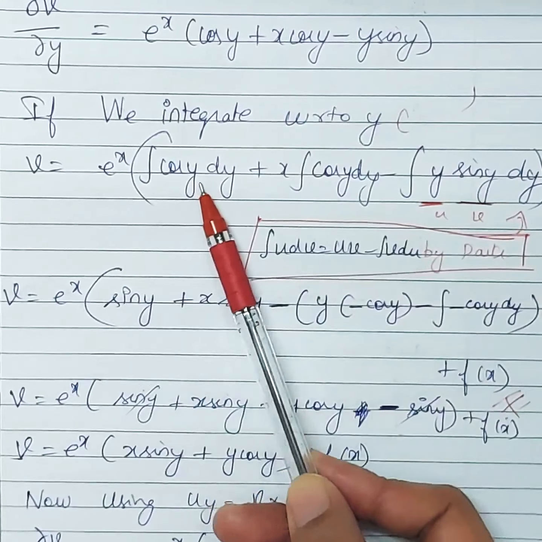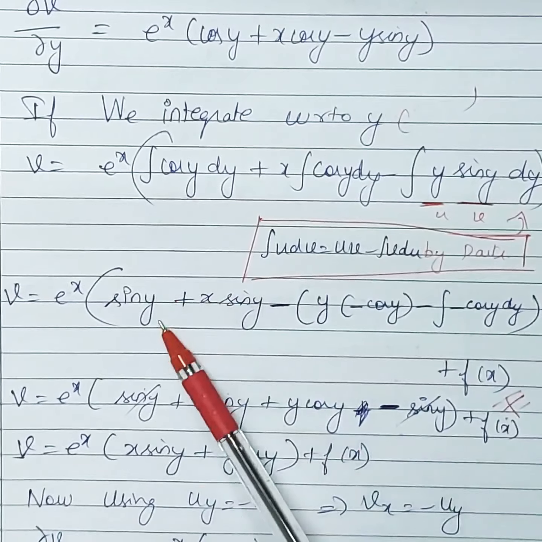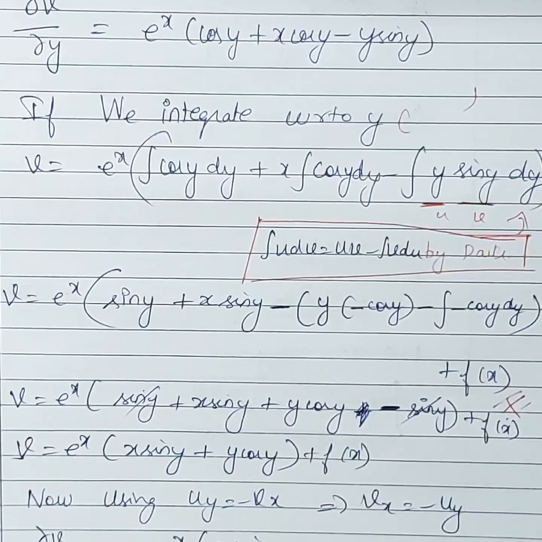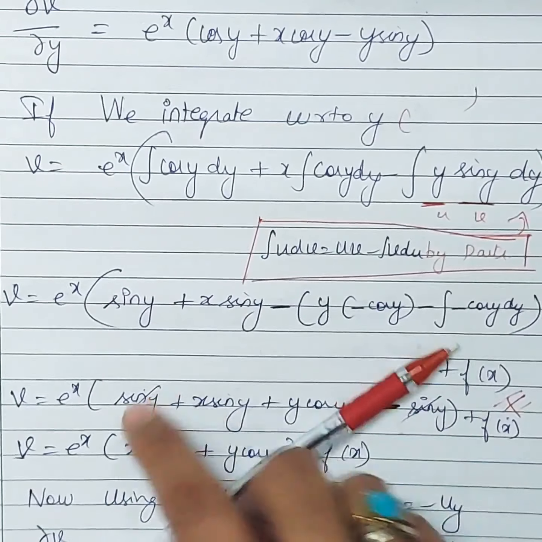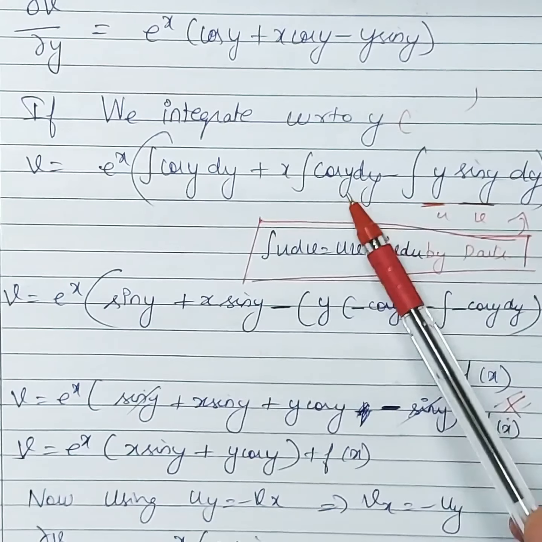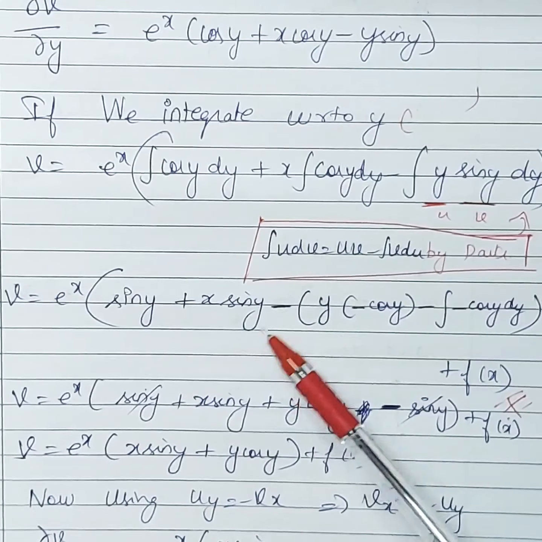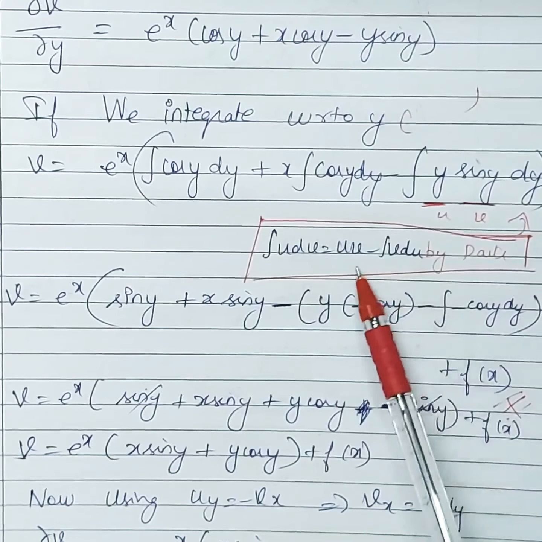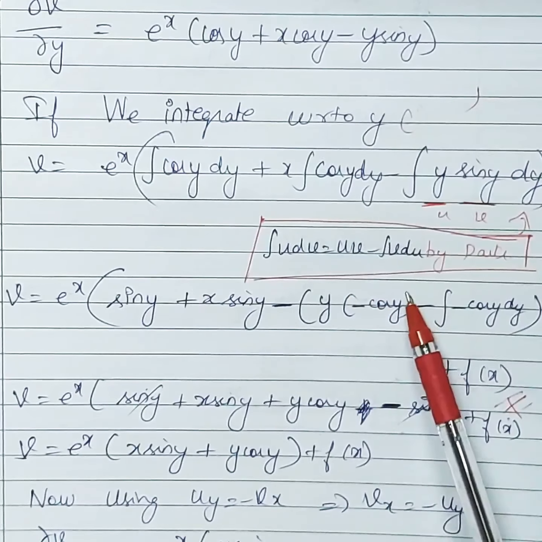So integral of cos y is sin y. Differentiation of cos is minus sin. Please be careful with the differentiation and integration, because first half we are differentiating, second half we are integrating. You have to be very much thorough with the formulas. So integration of cos y is sin y plus x into integral of cos y again sin y, easy, minus, now we are going to apply the formula. Integral u dv is uv minus integral v du.